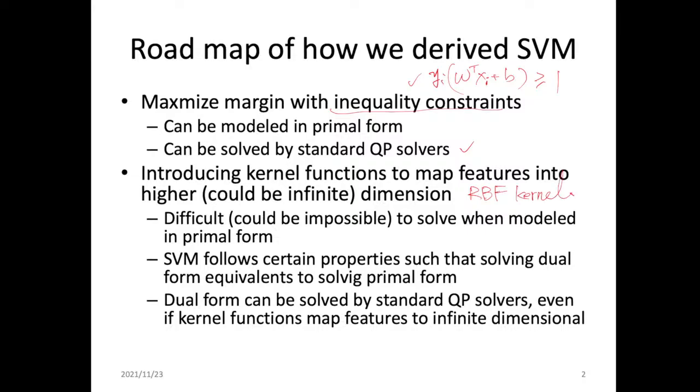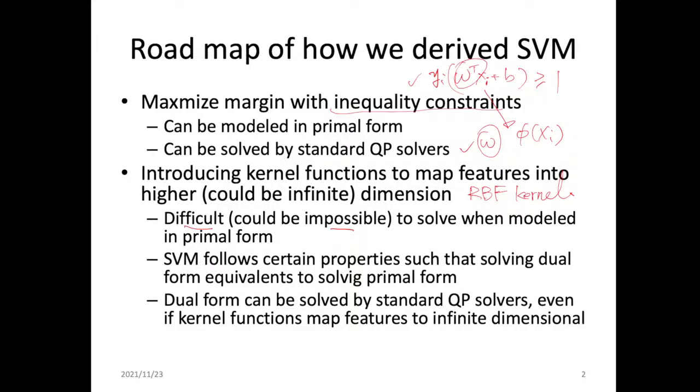So you can map the features into an infinite dimensional space, and in that case it's impossible to compute this W directly. If your x becomes phi of x, and phi of x is infinite dimensional, then it's impossible to find a W whose length is infinite dimensional. So it's difficult, or even impossible, to solve this problem directly.